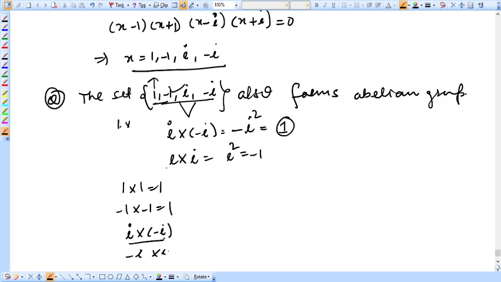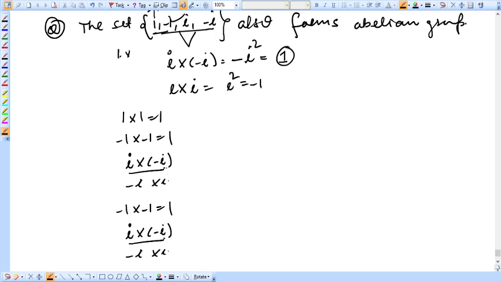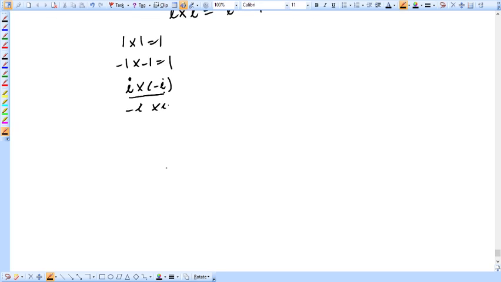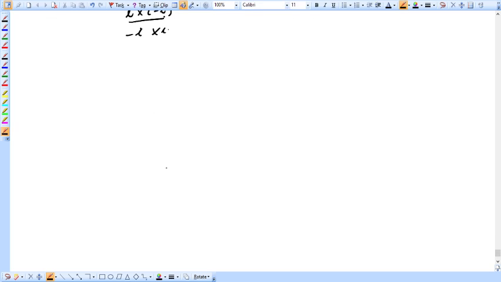And lastly, the commutative law. The commutative law is true for all complex numbers, so it would be true for this set also. This was the fourth roots of unity.